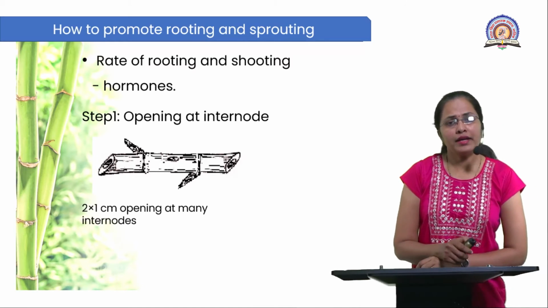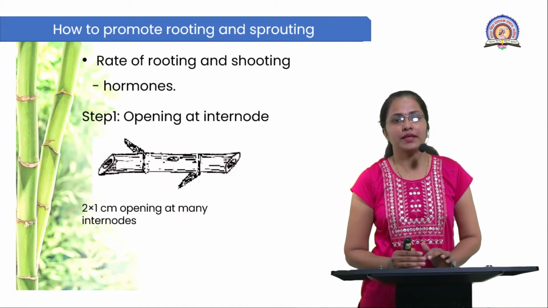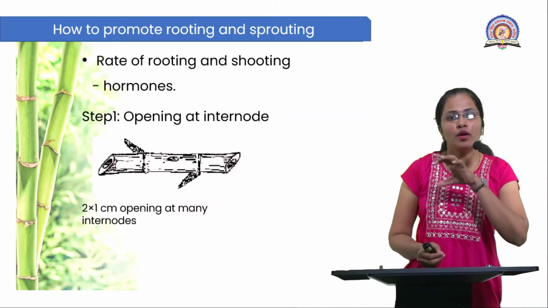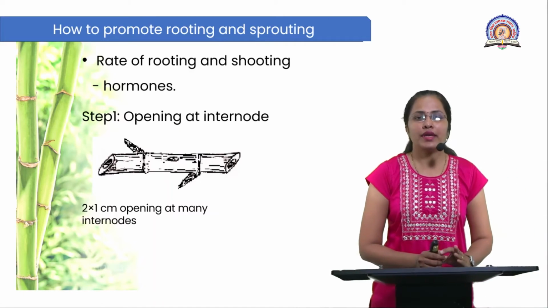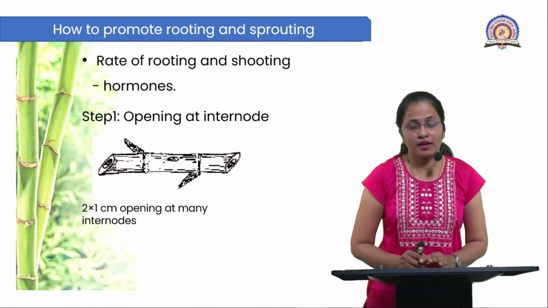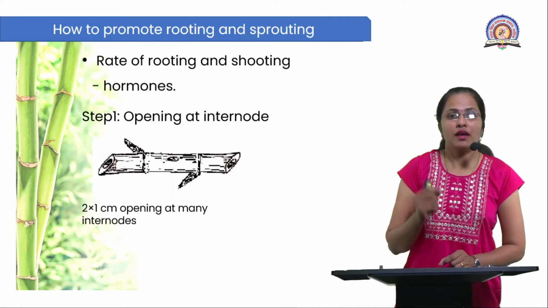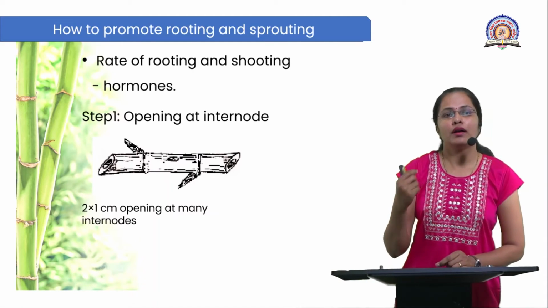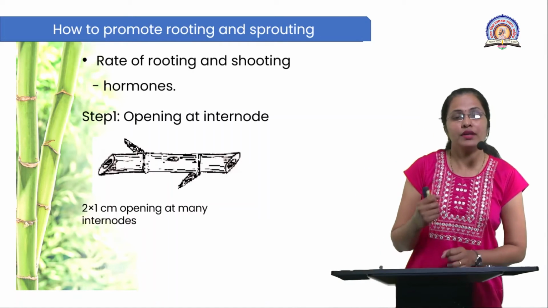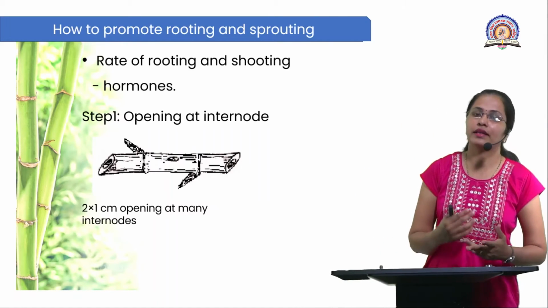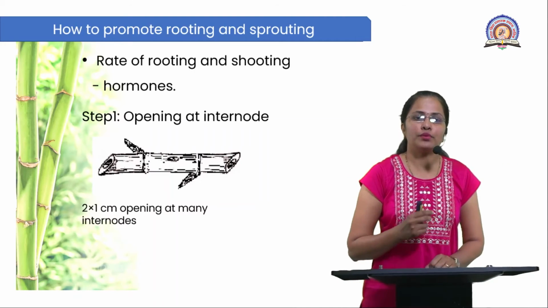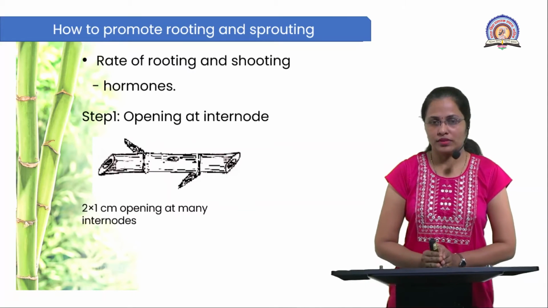In the same method, before placing the clump horizontally on the nursery bed, we can give the bamboo clump certain treatments, and these treatments result in earlier rooting and sprouting. There are some hormonal treatments which enhance the rate of rooting and shooting, and for this purpose we have to take a clump of the specific size.